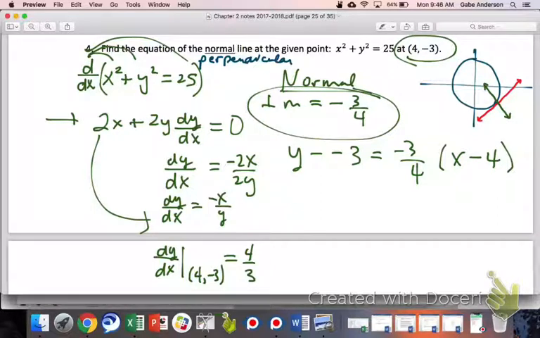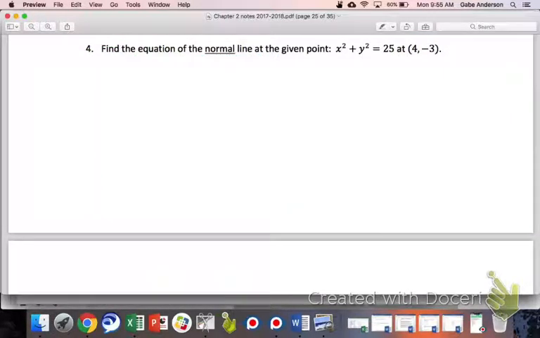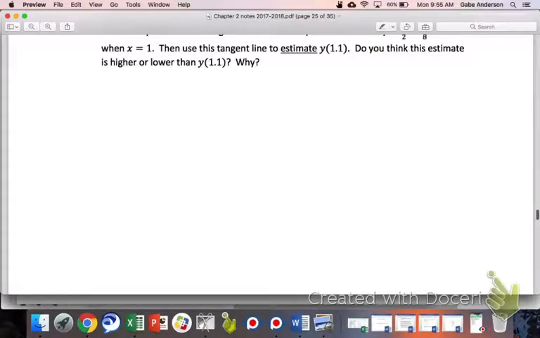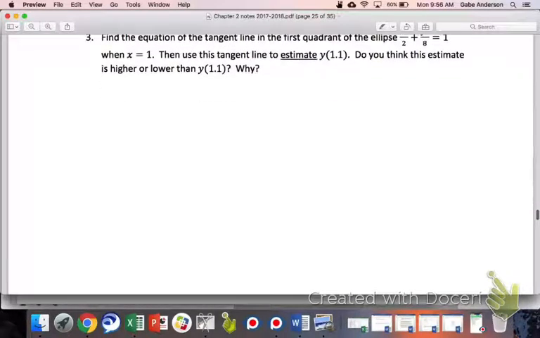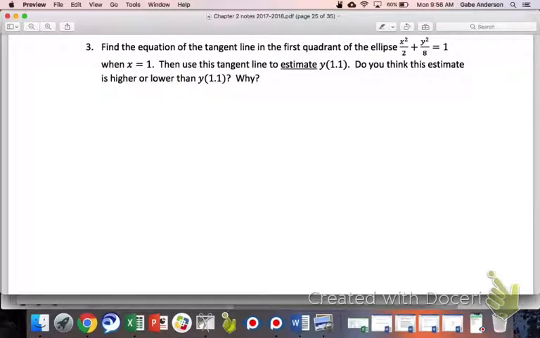Okay, so I think this next one is sort of like that one. Some similar skills, so I think we'll build off that. So Catherine, maybe this will answer your question. Number 3 says, find the equation of the tangent line in the first quadrant for the ellipse x squared over 2 plus y squared over 8 equals 1, when x equals 1.